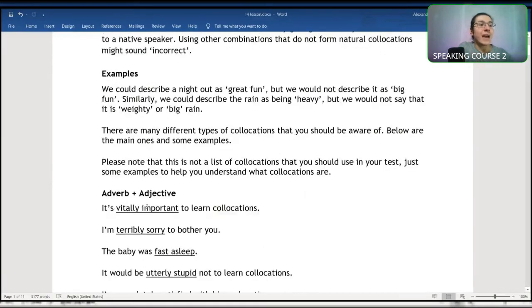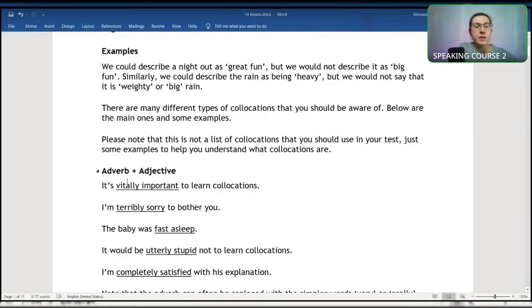The first type is adverb plus adjective. So these are like, making adjectives sound more important. So for example, it's vitally important to learn collocations. Vitally is an adverb. It comes from the word vital. You can also say, it's vital to learn collocations. So this is another way that you can describe it. This is just an adjective by itself. It is vital to learn collocations.